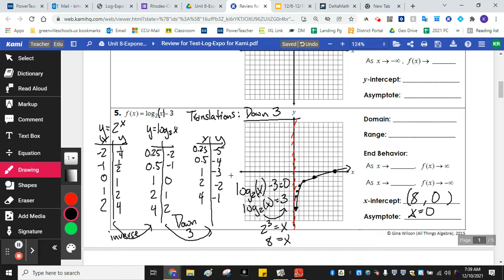Domain, start on the left, work your way to the right. The first thing you get to is your asymptote at 0, and it goes on forever. Can't touch your asymptote, so it's a parentheses. Range is going down forever and up forever. Remember, end behavior switch. Now it's saying when your y is going to positive infinity. So when your graph is going up, where's my x's going? My x's are going up. And when my graph is going down, my x values are getting closer and closer to my asymptote of 0. So there's your log.